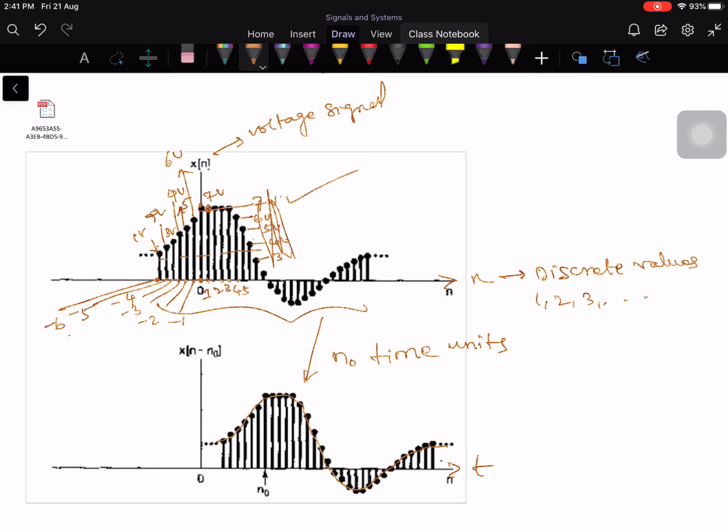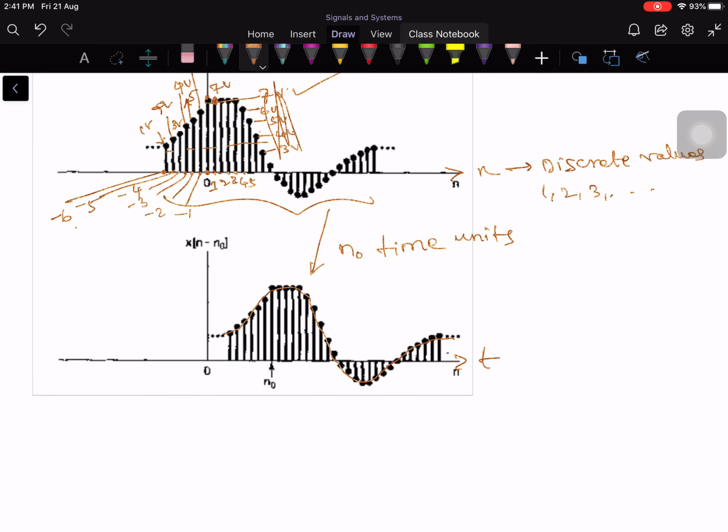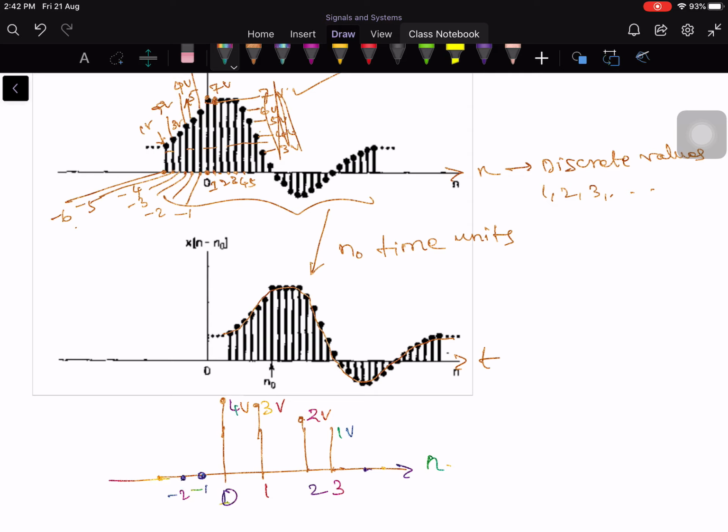Okay, we will also encounter time shifts in continuous time also. For that let me consider another figure. Before that, let me take one simple example. Let me draw here. Let's say this is 1 volt, 2 volt, 3 volts and 4 volt, at n equal to 0, 1, 2, 3. That's it. This is the time axis, and at the rest of the places it has 0 value. At -1 the value is 0, at -2 the value is 0, at -3 the value is 0, and so on and so forth. And here also it is 0, at 4, 5 like this.